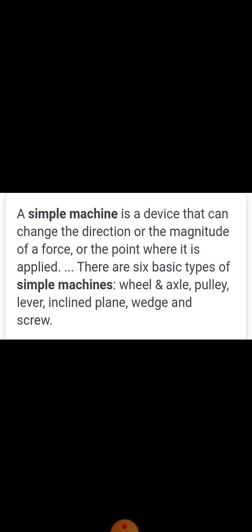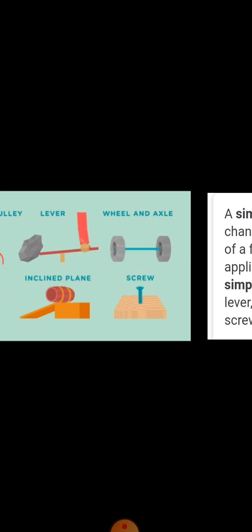It means that machines make our work easier, and we also use simple machines to change the direction or the magnitude of force. It means less force is required if we are using simple machines. And you already read about these types of simple machines in class 4. There are 6 basic types of simple machines: wheel and axle, pulley, lever, inclined plane, wedge, and screw.